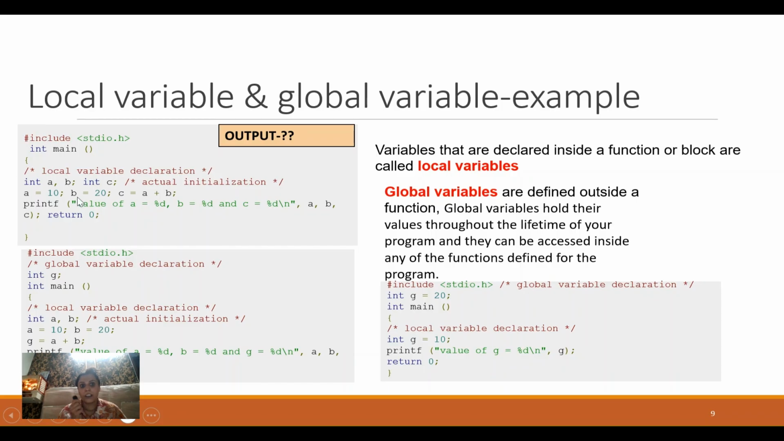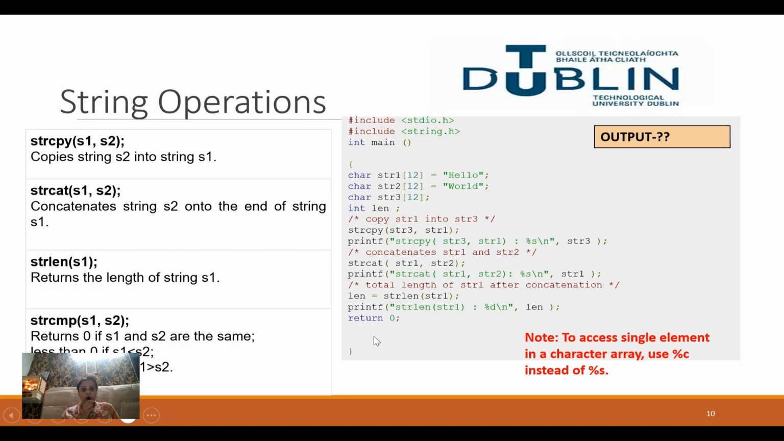Okay, now we'll do some string operations. Like we said, character is a data type that holds alphabets, right? It does not hold any number. A group of characters is known as a string.